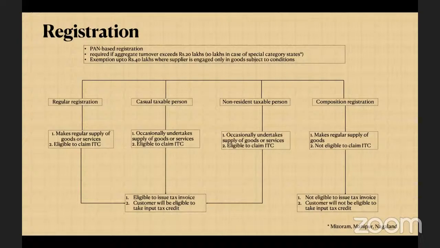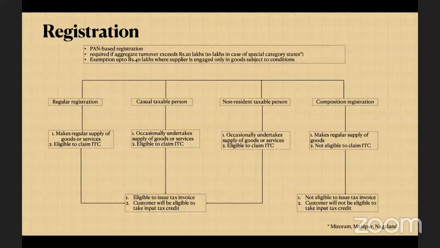Now let us get into the most interesting aspect: when should a person obtain registration under the Goods and Services Tax Act. Earlier, it never used to be a PAN-based registration, so there used to be multiple registrations for a single person. Now in the GST law, the registration is always PAN-based. So a person can apply for only one single registration in a state. He can have multiple registrations in different states, but in one state, only one registration is permitted.